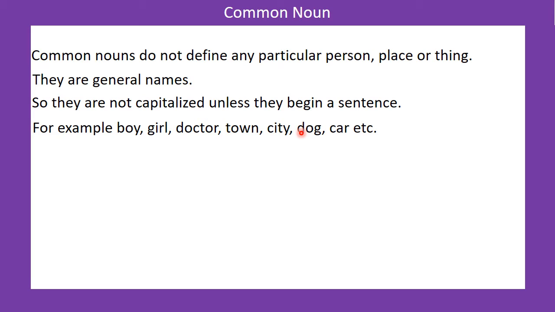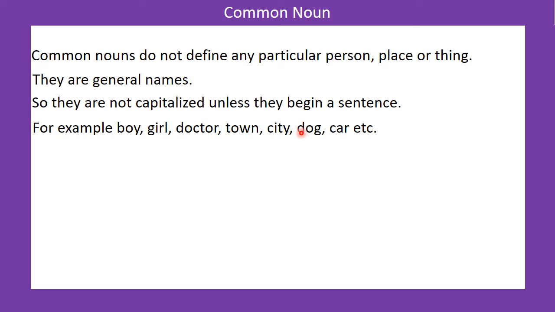Common nouns are the words which do not specify the name of a person, place, animal or thing. They are general names like, for example, boy, animal, city, state, etc. They are not capitalized, but proper nouns are capitalized because they specify a particular name of any person, place, animal, thing. So, let's go to the examples of common nouns.